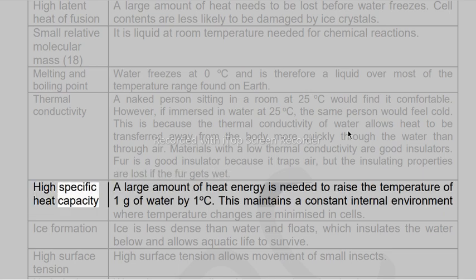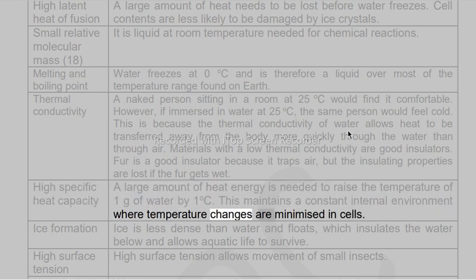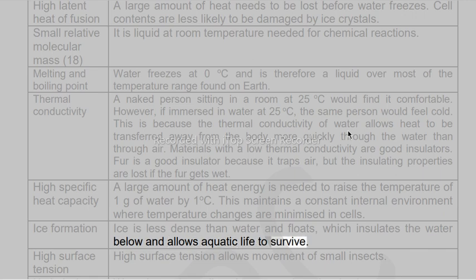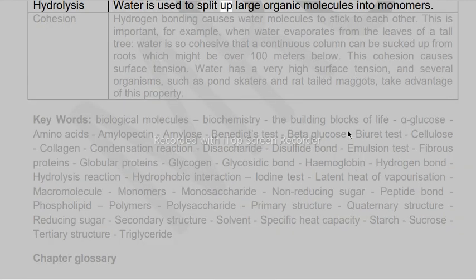High specific heat capacity. A large amount of heat energy is needed to raise the temperature of 1 g of water by 1°C. This maintains a constant internal environment where temperature changes are minimized in cells. Ice formation. Ice is less dense than water and floats, which insulates the water below and allows aquatic life to survive. High surface tension. High surface tension allows movement of small insects. Hydrolysis. Water is used to split up large organic molecules into monomers.